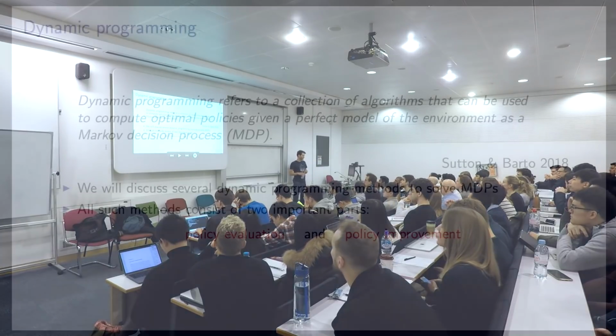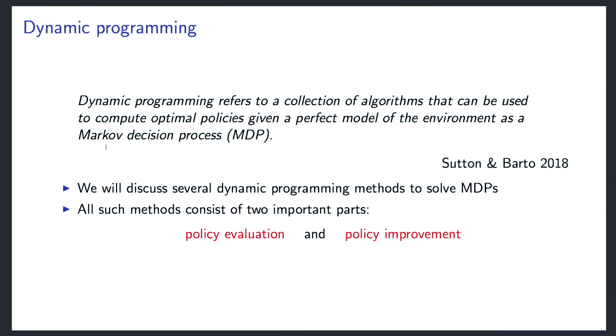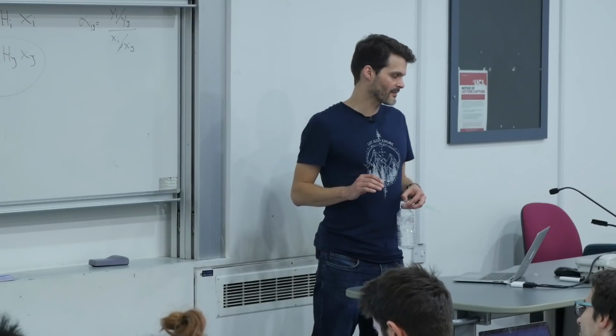So there's a simpler definition in Sutton and Barto, which basically just says dynamic programming refers to a collection of algorithms that can be used to compute optimal policies given a perfect model of the environment as a Markov decision process. And we'll discuss several dynamic programming methods to solve Markov decision processes, all of which consist of two important parts. One is the policy evaluation part, and one is the policy improvement part. In some cases, these parts are kind of intertwined, as you'll see, but these are the two important things to keep in mind, which correspond to what we were talking about before.